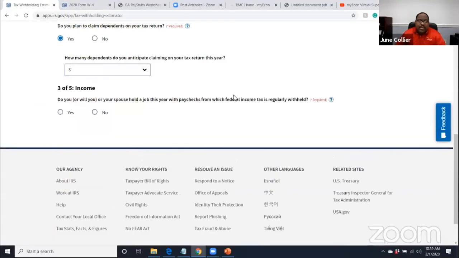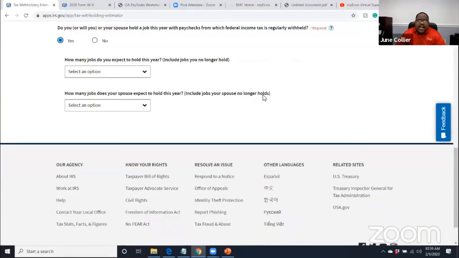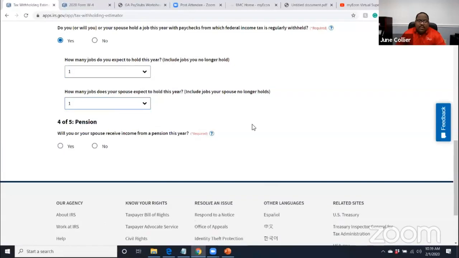3. Income. Do you or will you or your spouse hold a job this year with paychecks from which federal income tax is regularly withheld? Yes, both of them have jobs. We got the latest paycheck stubs, so we're going to click yes. How many jobs do you expect to hold this year? Well, the husband expects to hold 1 job. How many jobs does your spouse expect to hold this year? The spouse expects to hold 1 job as well.